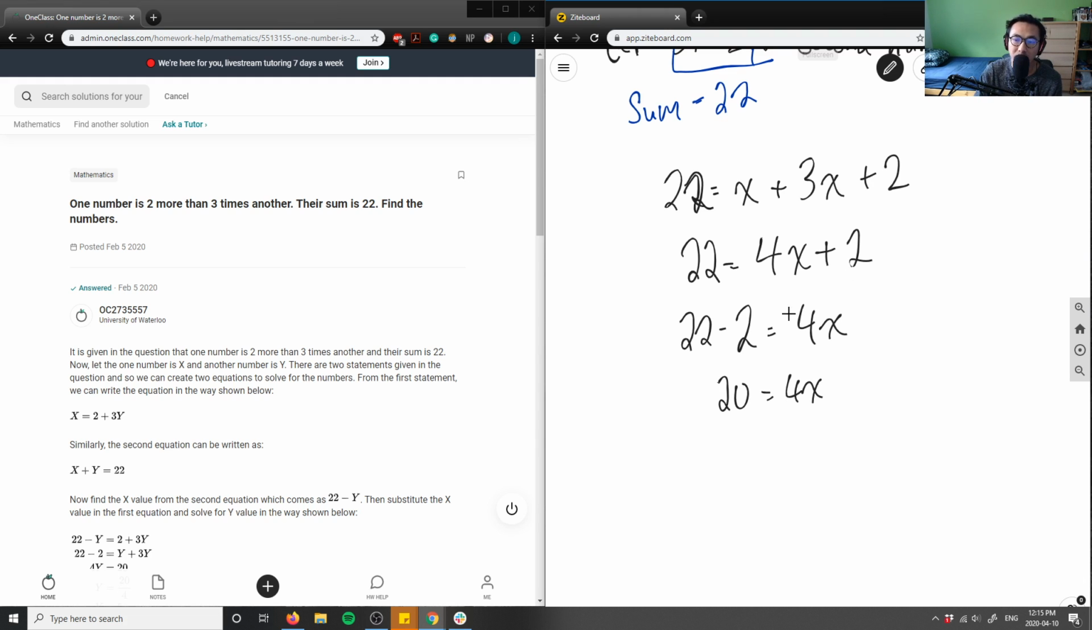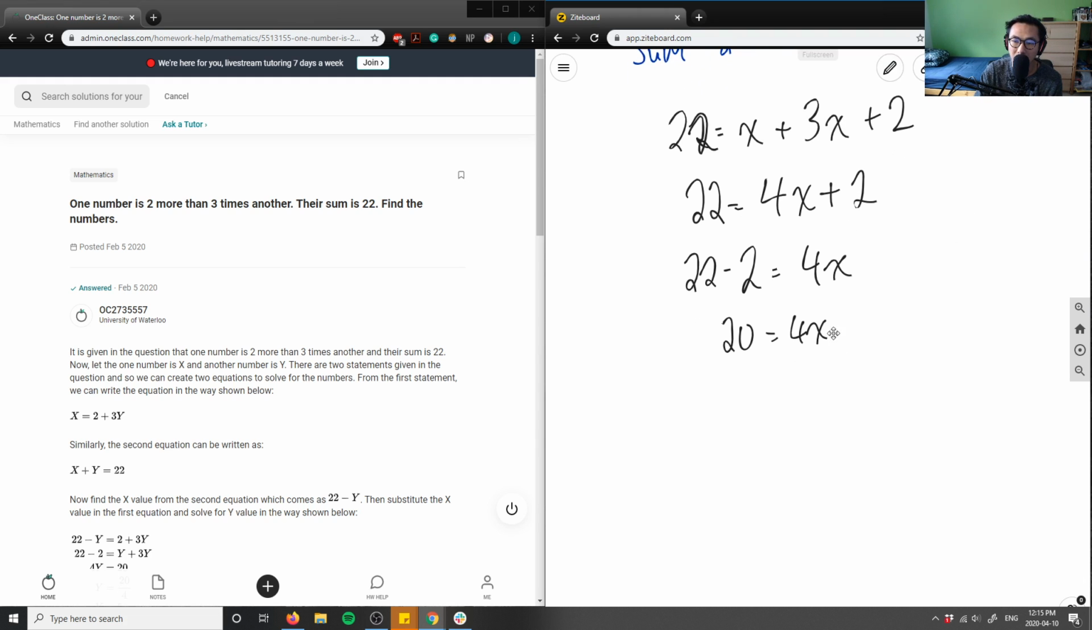And then all I'm left with here, I have to divide both sides by 4, right? Because I have 4 times x here. I'm doing the opposite operation, which is division. So I'm dividing both sides by 4. So 20 divided by 4, and 4x divided by 4 is simply just x. So in this case, 20 divided by 4 is 5, right? So x equals 5, or 5 equals x in this case.